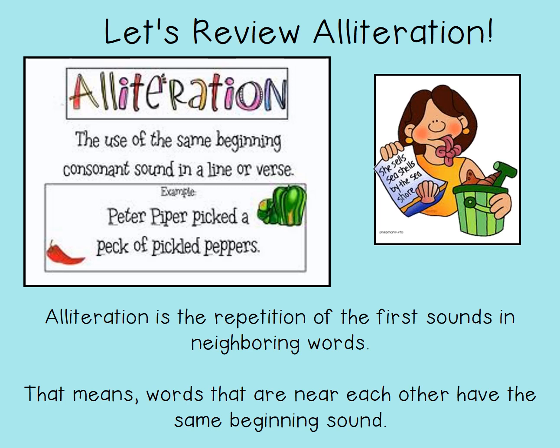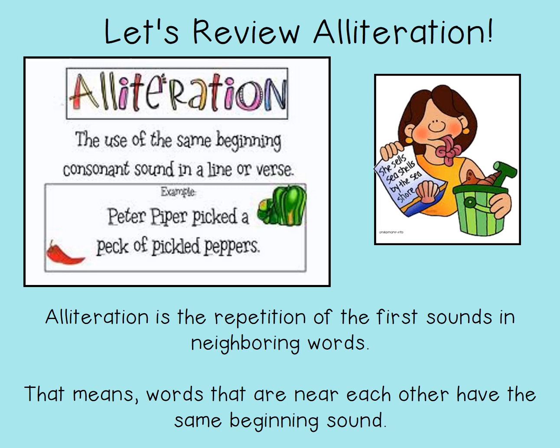So let's review our alliteration. Alliteration, the definition is the use of the same beginning consonant sound in a line or verse. Here I go with the example. Cross your fingers, I can get it. Peter Piper picked a peck of pickled peppers. Yes, it was hard, but I did it. That's alliteration because you hear that p sound at the beginning of the words, those neighboring words.